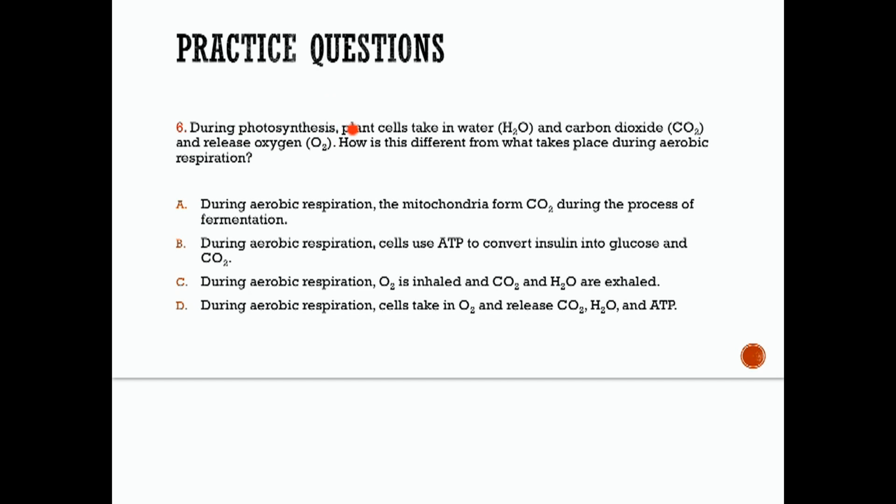Number 6, during photosynthesis, plant cells take in water and carbon dioxide and release oxygen. So, how is this different from what takes place during aerobic respiration or cellular aerobic respiration? Okay, so you might pause this and look over your choices. Okay, it's important to probably write down the cellular respiration, the aerobic respiration chemical equation. All right, so it starts off with glucose, so you've got C6H12O6. All right, you're going to add to it that oxygen gas, and it's going to produce or yield the carbon dioxide and water.